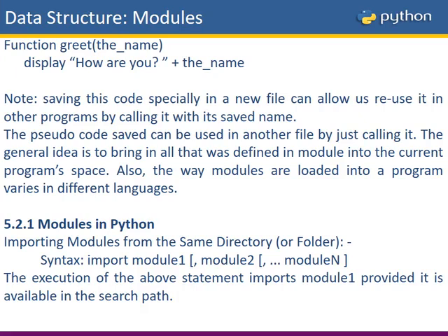So the pseudocode saved can be used in another file by just calling it. So that is how we can reuse code in another program, by calling it with the same name. So let's look at modules in Python properly.